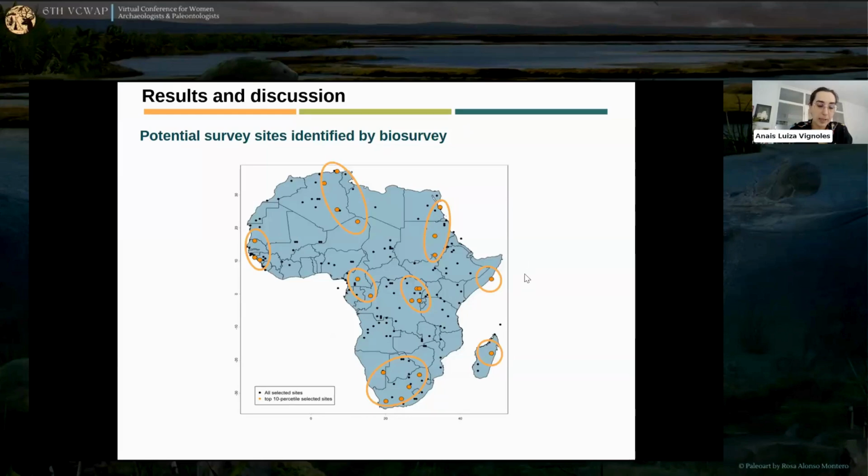So applied to our context, we found those different potential survey sites that are here. As you can see, the black points are all selected sites, but the yellow dots are the top 10 percentile selected sites, so the sites that are more frequently selected. And it's really useful because we can find specific areas that seem to have very different climates.